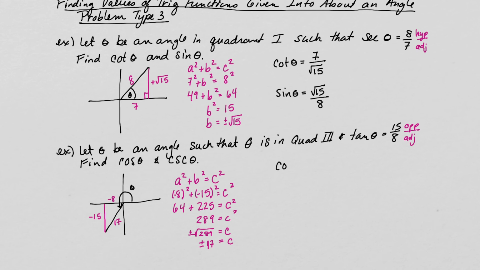And then we're looking for the cosine of theta. So the cosine of theta is going to be the adjacent, negative 8, over the hypotenuse, 17. And then we're also looking for the cosecant of theta. And so the cosecant of theta is going to be the hypotenuse, 17, over the opposite, so it would be over negative 15. And I could rewrite that if I wanted to as negative 17 over 15. So you just want to use the information that you're given and find the stuff that you're looking for.